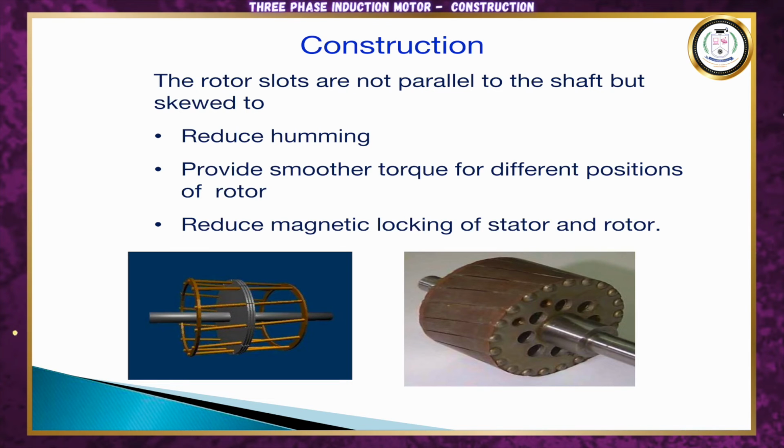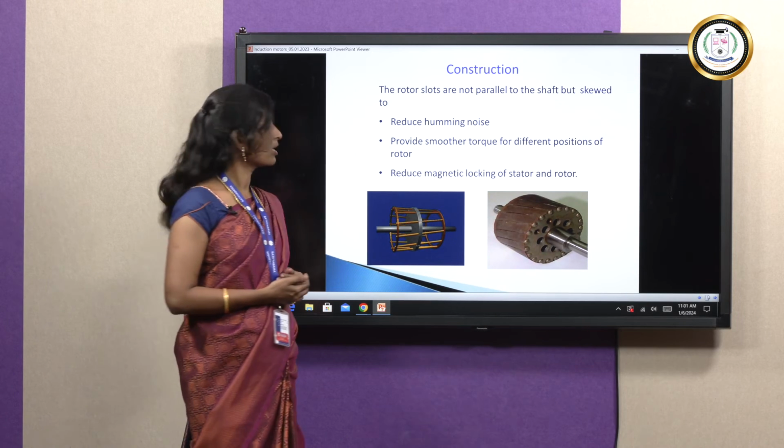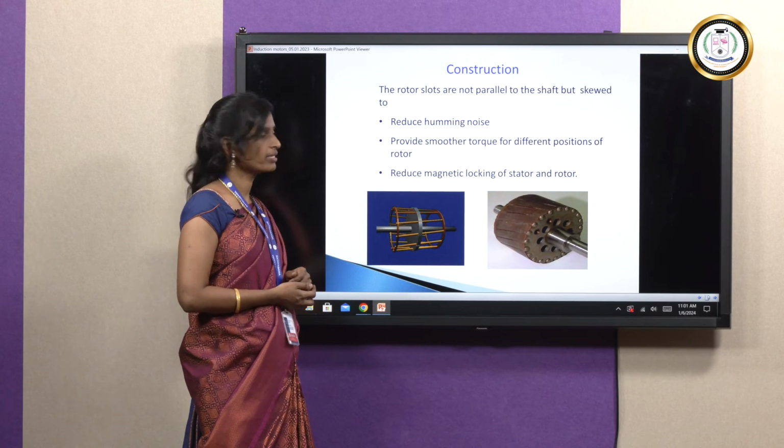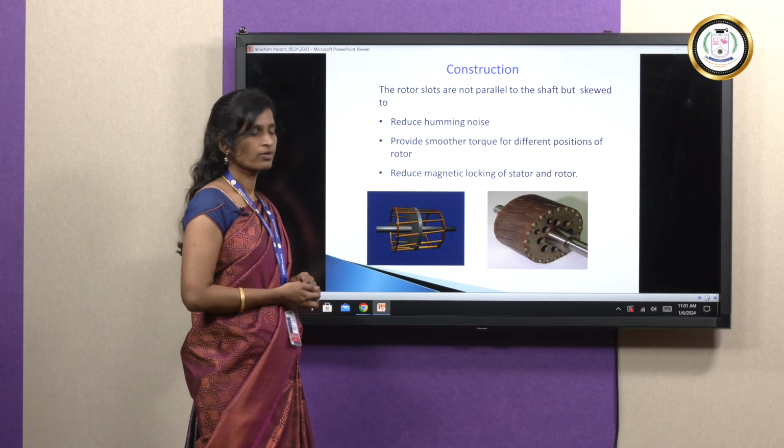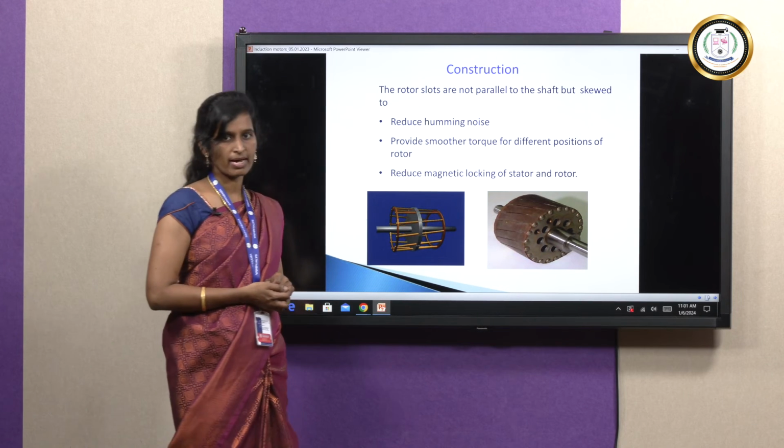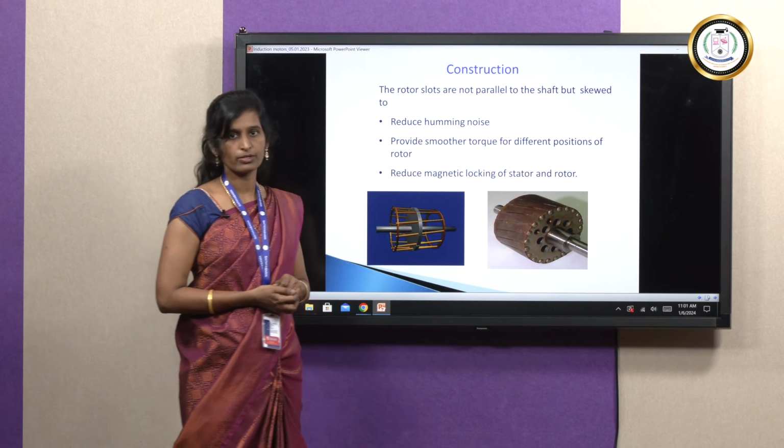Instead of a parallel arrangement, the copper bars are skewed. The reasons for skewing the copper bars are to reduce the humming noise, to provide smooth torque for different positions of the rotor, and to reduce the magnetic locking between the stator and the rotor.